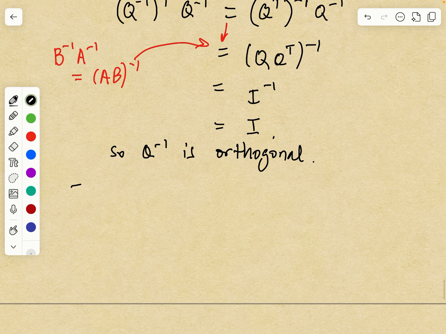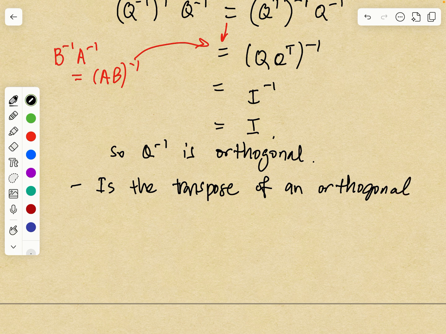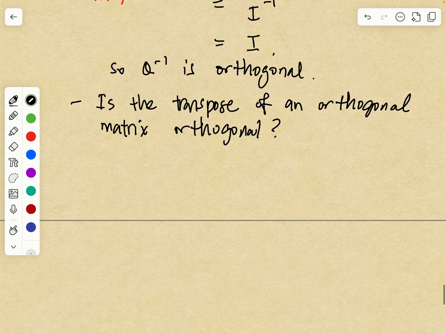What about the transpose of an orthogonal matrix? This is the last one. Is the transpose of an orthogonal matrix also orthogonal? So take a minute, pause the video, and we'll go over the answer.